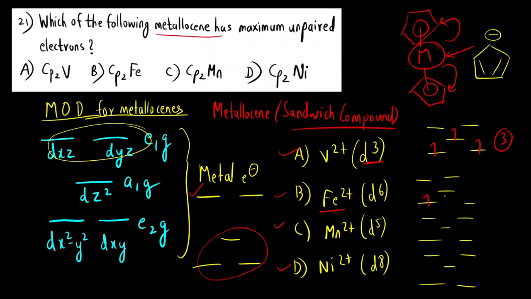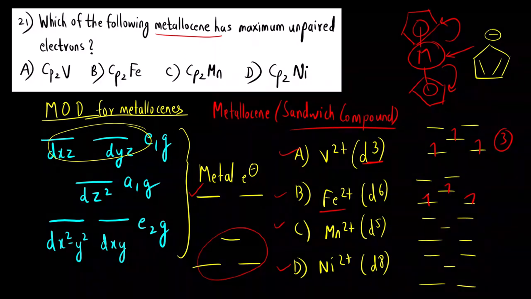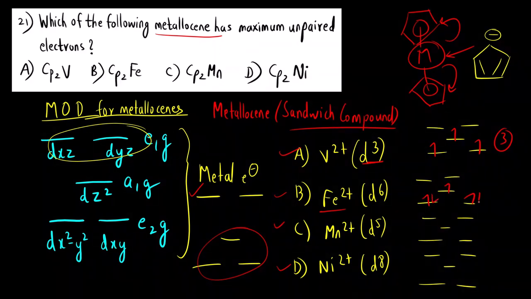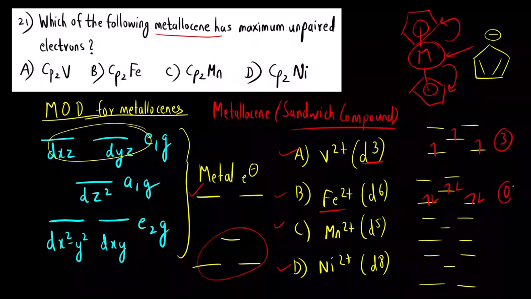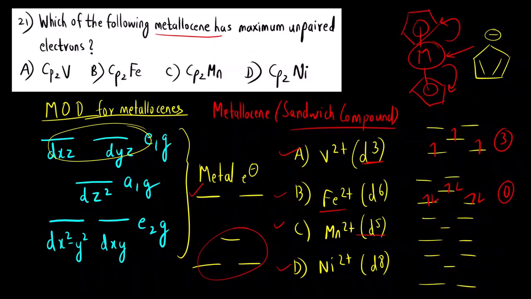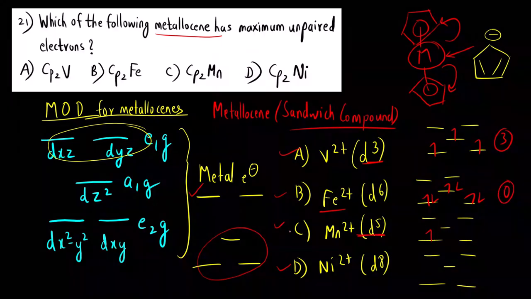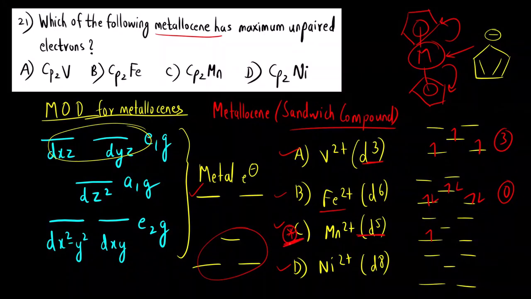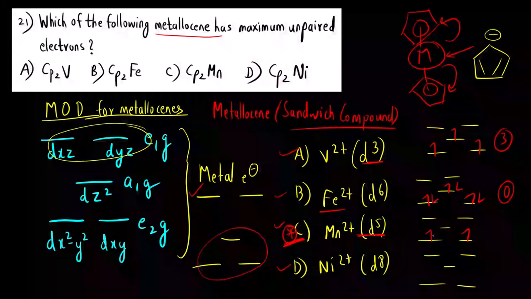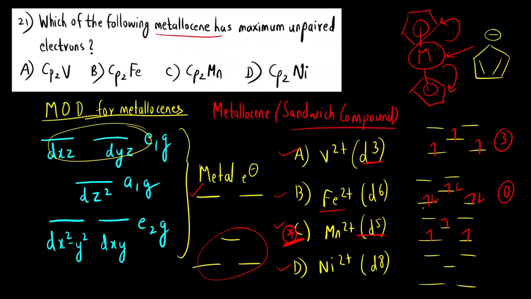Fe2 plus, if I want to fill 1, 2, 3, I will not go above. I will come here, 4, 5 and 6. Zero unpaired electrons. d5 is an exceptional case that you have to remember. Add a star mark in your notes. It is very important. 1, 2, 3. Here it will go to the higher level. So here there are 5 unpaired electrons.